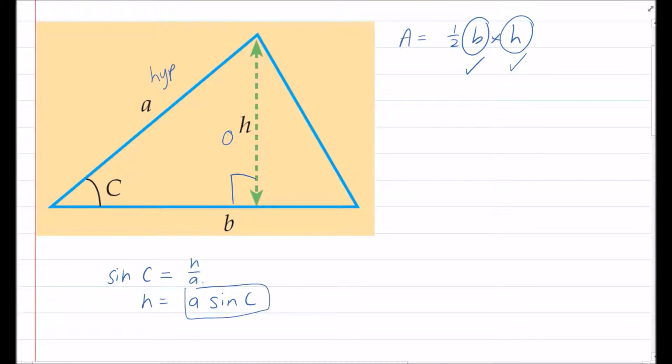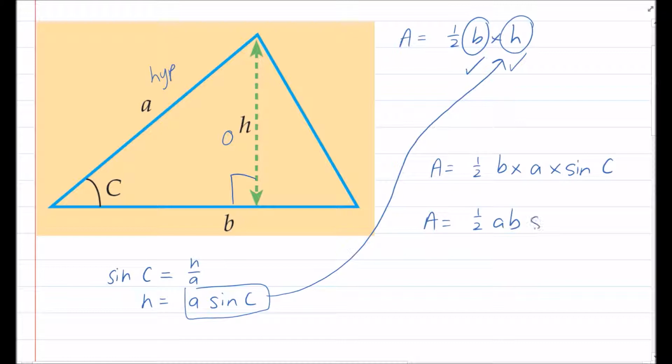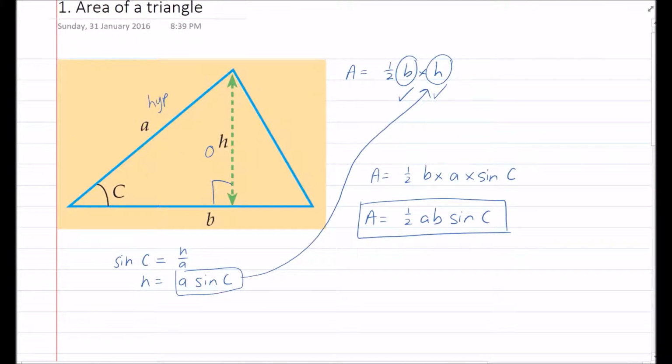And we can take that and substitute it into our area equation instead of H. So that would give us area equals a half base times A times sine C, and we can just simplify that to a half AB sine C, and that is the area formula for finding the area of any non-right angle triangle where we have two sides and one angle.